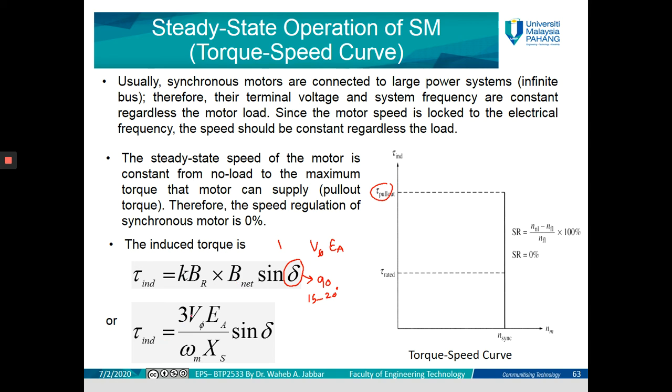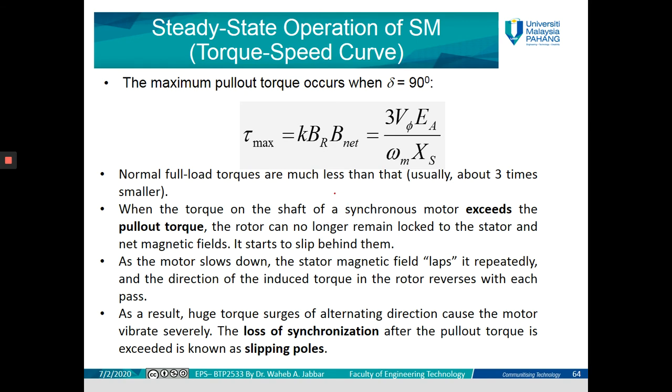If we substitute from the relation tau equals P over omega, the value of P is actually 3 VP EA over XS, as we calculated before for the synchronous generator, and the value of omega is omega M, or 2 pi NS over 60. So this is how to find the maximum torque of the synchronous motor. As you can see here, the maximum torque occurs when the value of delta is equal to 90 and the value of sine delta is equal to 1.